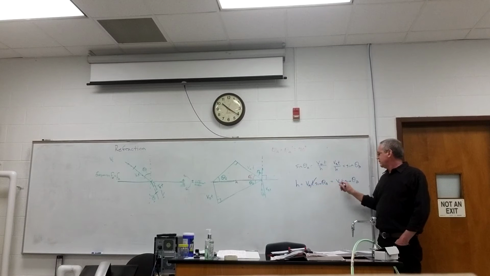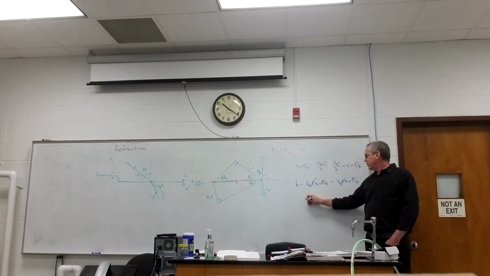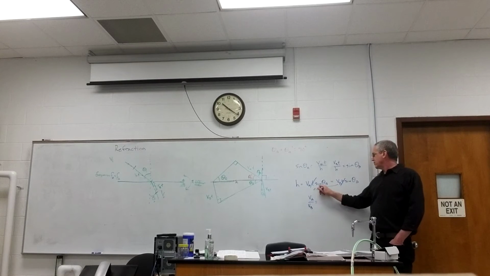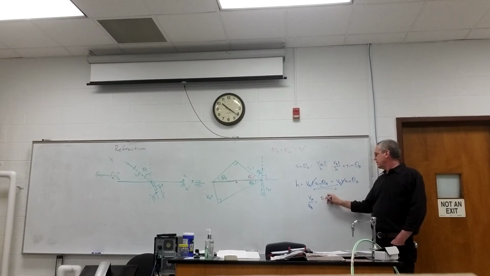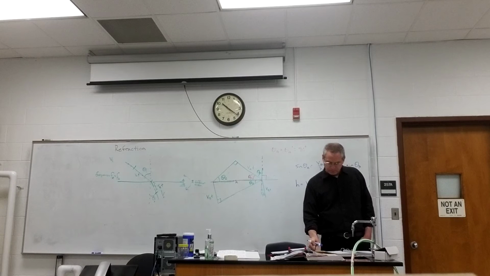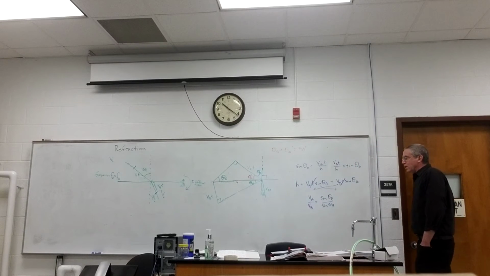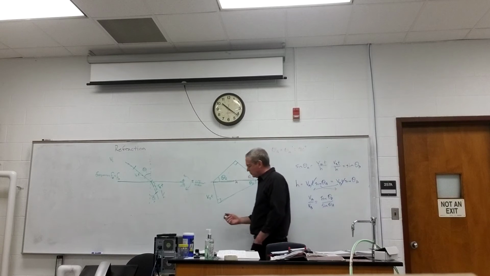So time cancels out. So I'm left with this relationship here. And so we can write this as VA over VB. So bring that over this side, bring this over here, is the sine of theta B over the sine of theta A. Take it one step further.